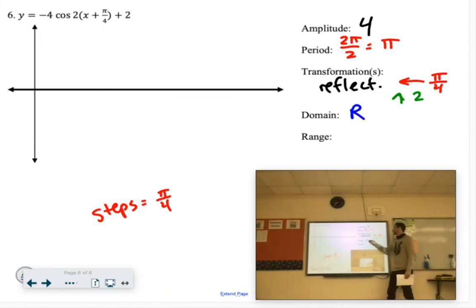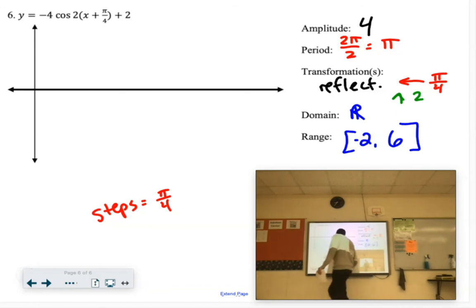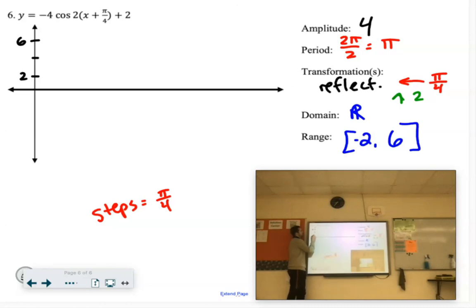Domain, we already know, all real numbers. So if our center line is at 2 and our amplitude is 4, we can go 4 up and 4 down from 2. So if we're at 2 and we go down 4, that would be -2. If we're at 2 and we go up 4, that would be positive 6. So we have to make sure we include these points. So let's make 6 up here. 2, 4, 6. And then 2, 4, 6, 0, -2, -4, -6. And we're not even going to need most of those points.